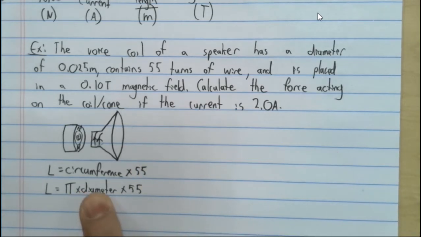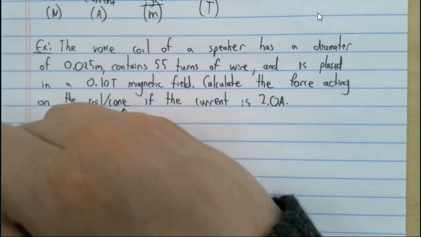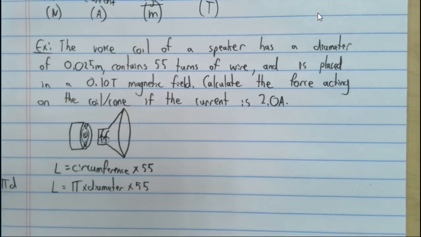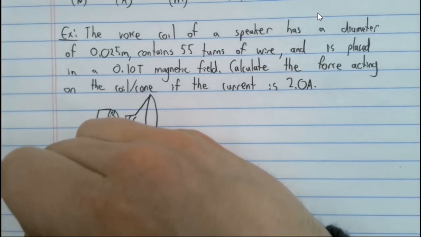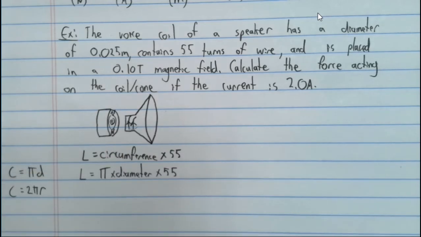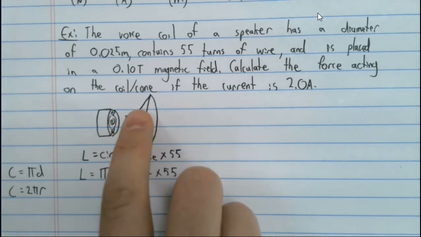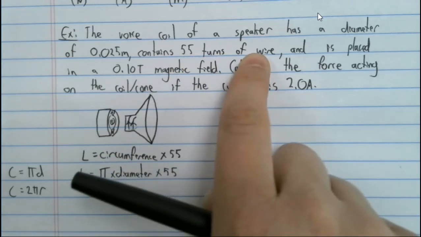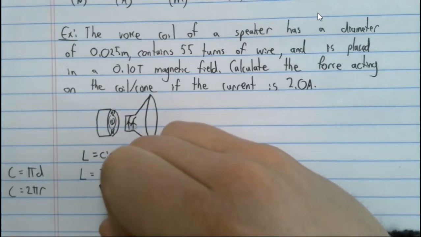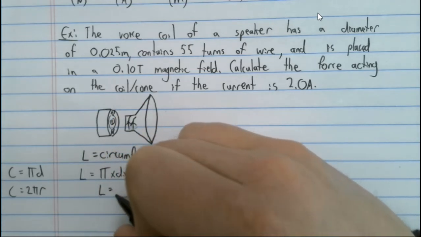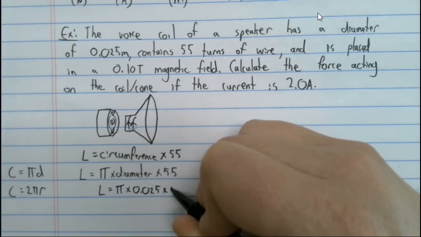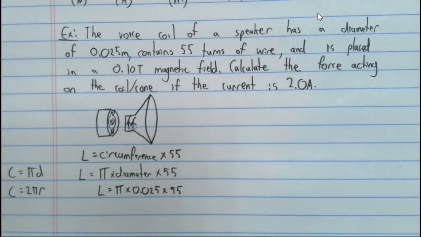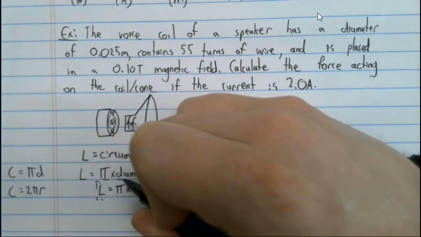Where's this coming from? Pi times diameter? Well, circumference is equal to pi times the diameter. That's just a fact of math. In math, they might say that circumference is equal to 2 pi r as well. Same equation, just written in a different way. So pi times the diameter will be the length of one coil. They say there's 55 turns, so it goes around 55 times. This will get us the full length. So it's going to be pi times 0.025 times 55. I'm going to leave that there, and we're going to use that in our final calculation.